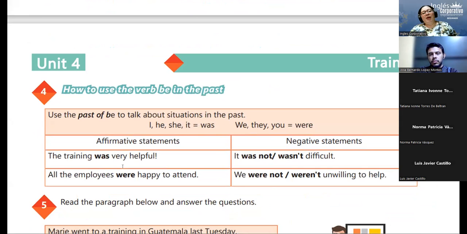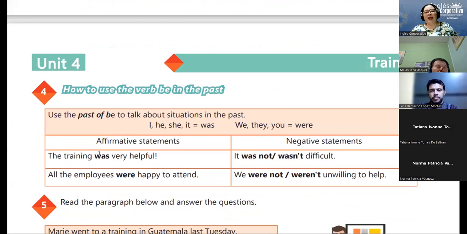And let's see the affirmative statement. We have a subject, the verb be in past, and then the complement, right? The training was very helpful. All the employees were happy to attend. Negative statements: we add the particle not, and we can contract it, right? It wasn't difficult. It was not difficult. We were not unwilling to help. We weren't unwilling to help. All right. Is there any question? Are we okay?